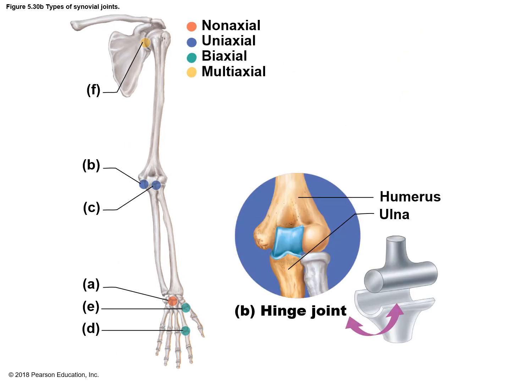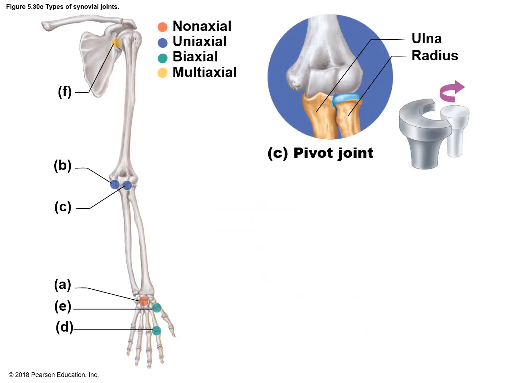The second example is a hinge joint. A hinge joint is the cylindrical end of one bone that fits through a trough-shaped surface of another. Angular movement is allowed in just one plane, like a door on a hinge. Examples would be the elbow joint, the ankle joint, and the joints between the phalanges of the fingers. Hinge joints are classified as uniaxial. They allow movement around one axis only.